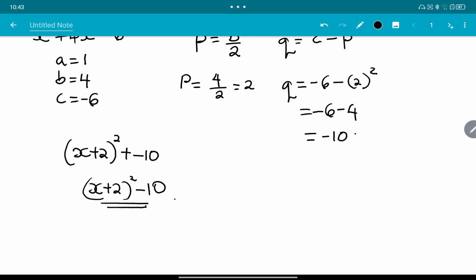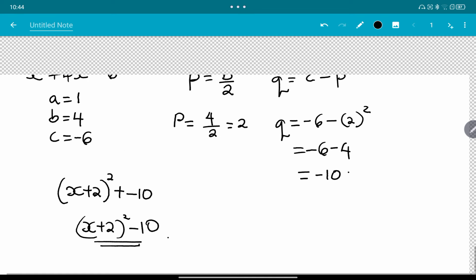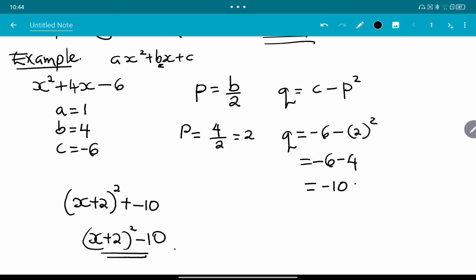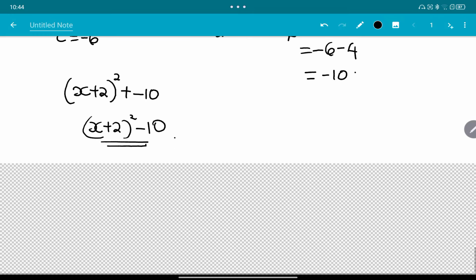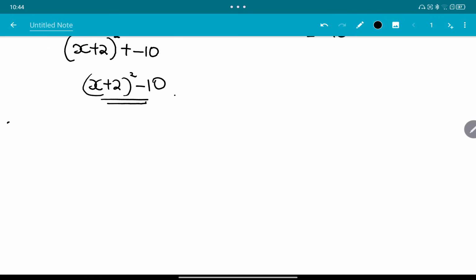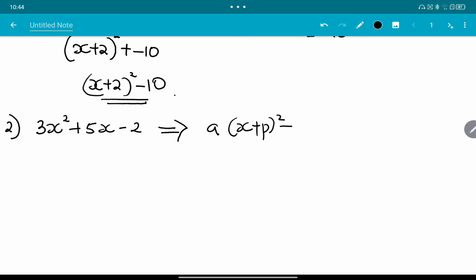So this is the easier way to be able to complete the square in an expression. Okay. Good. Let's now look at a question where we have an expression where the coefficient of x squared is not 1. Like I can pick this example, 3x squared plus 5x minus 2. In most cases, you'll get a question asking you to write it in the form a into x plus p squared plus q.